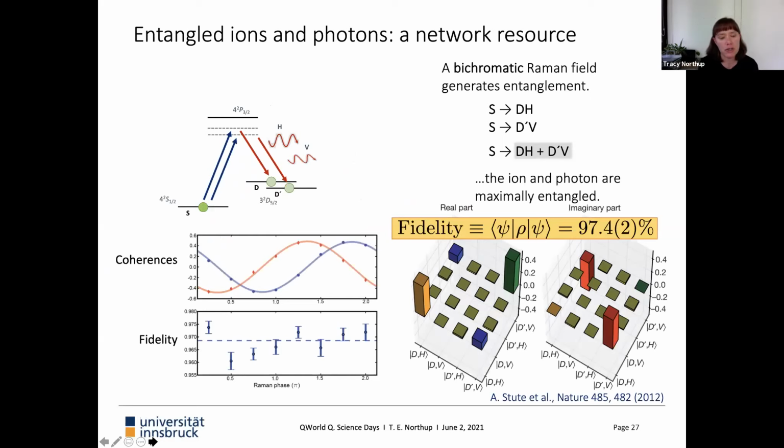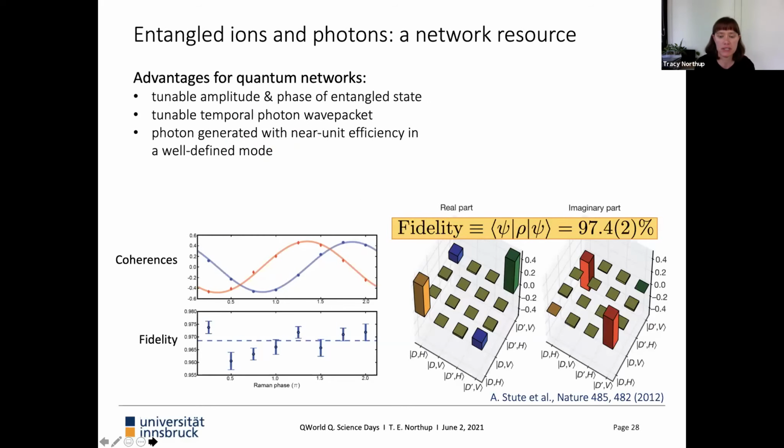And we can also show that we can vary the different phases of that entanglement as well as the amplitudes. And that's a real advantage of using this kind of a coherent process in contrast to the spontaneous emission process that I told you about earlier. So in fact, the tunable amplitude and phase is one advantage.